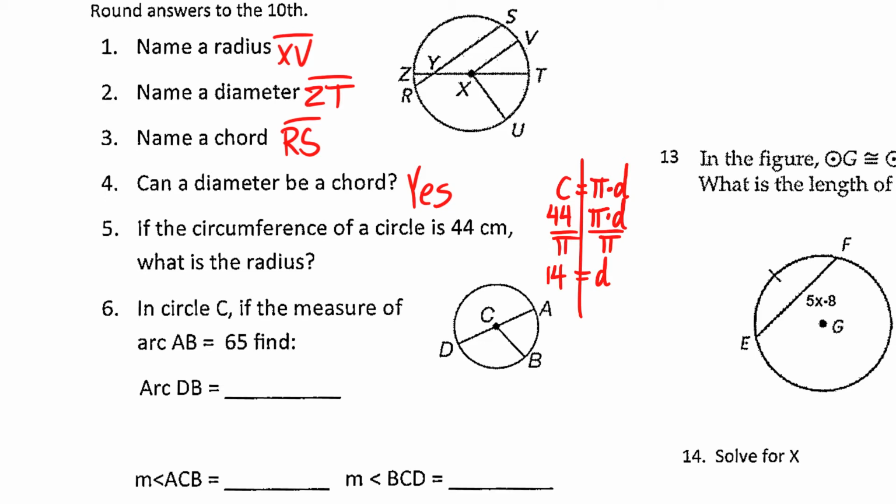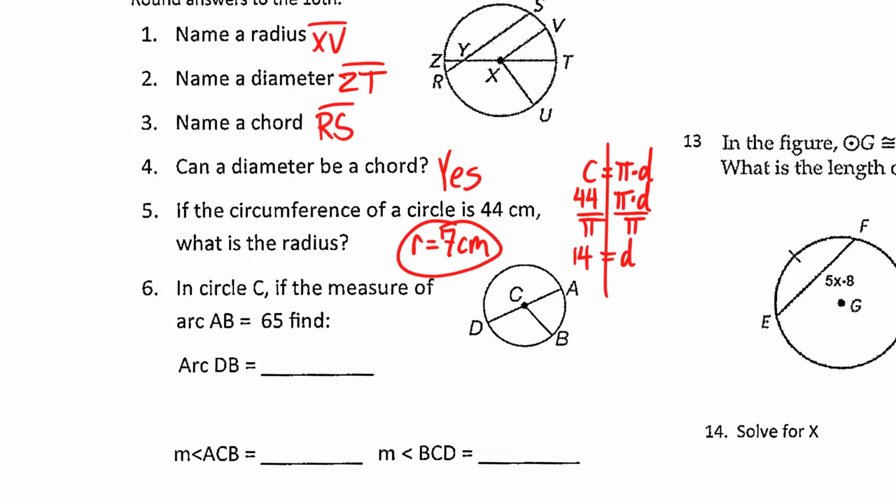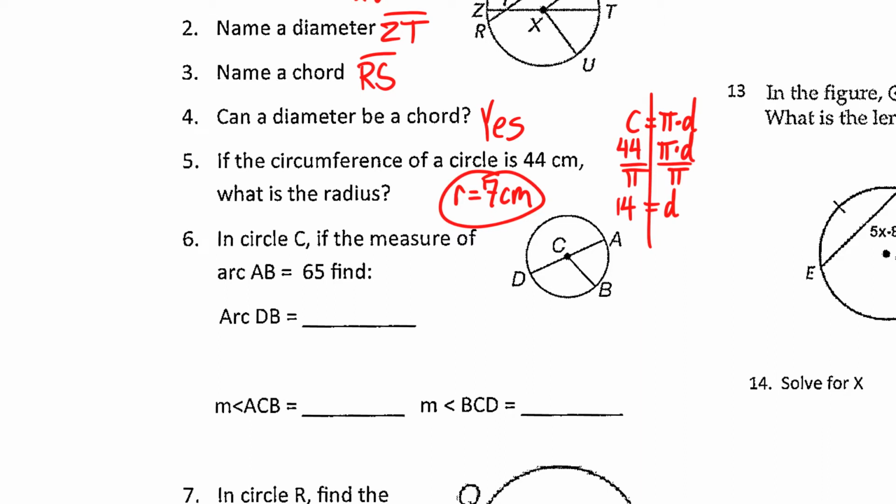But this is asking for the radius. So how do I find the radius from the diameter? Just cut it in half, right? Be careful for that on your test, because there'll be questions like that where you've got to pay attention. Is it the radius or the diameter? On a lot of them, it'll have the length of the diameter and the length of the radius as answer choices. So just pay attention.